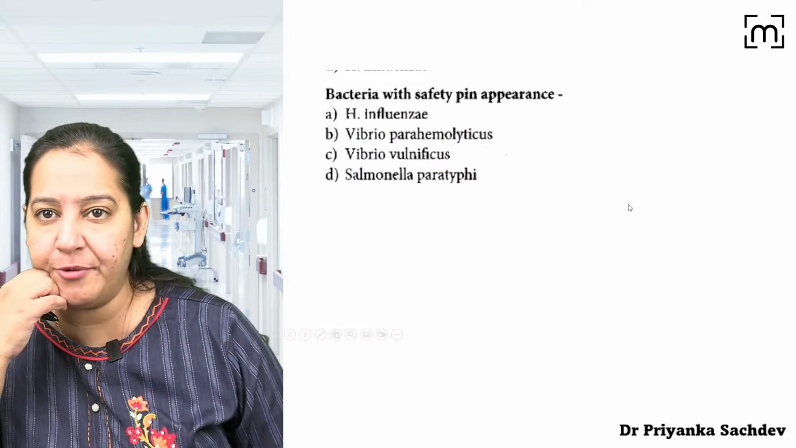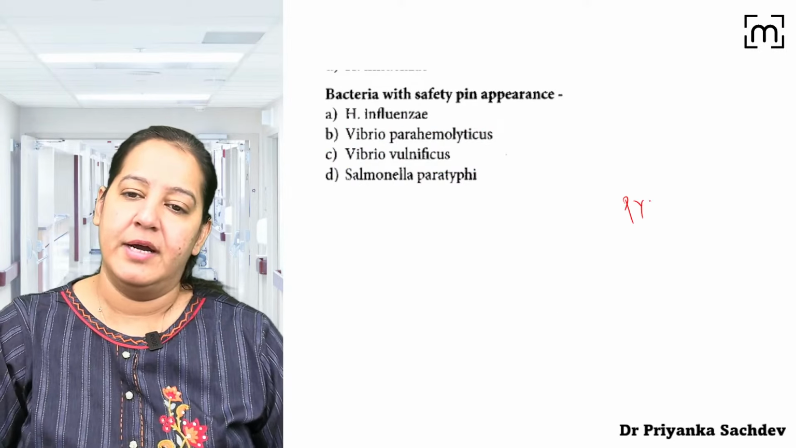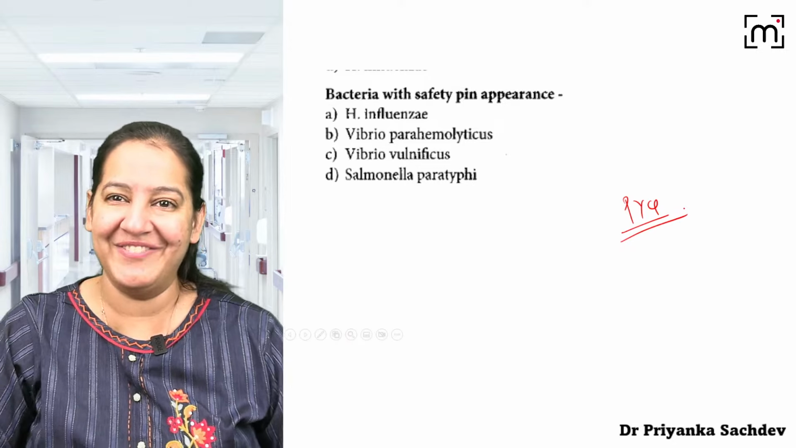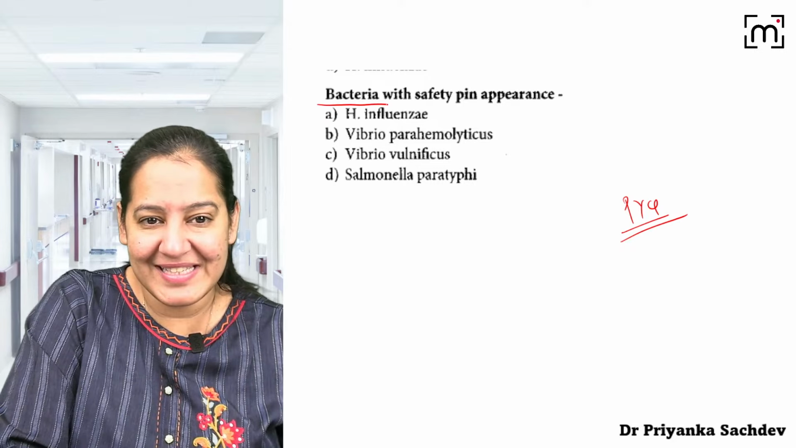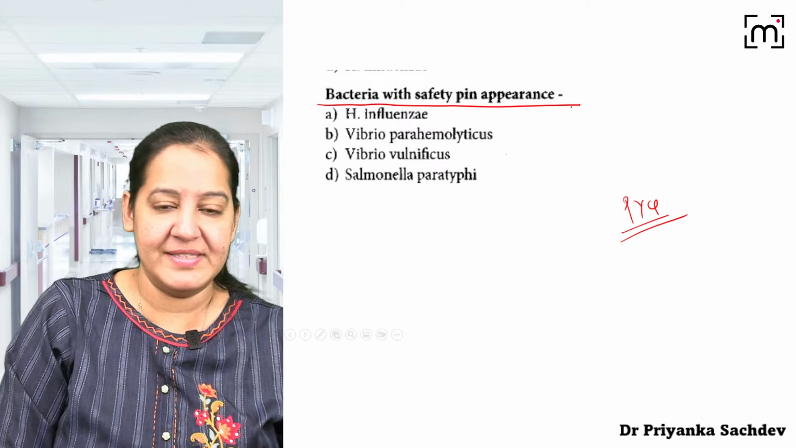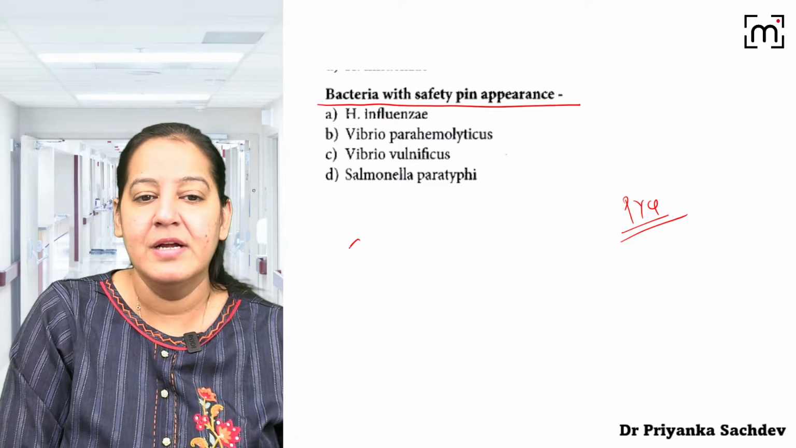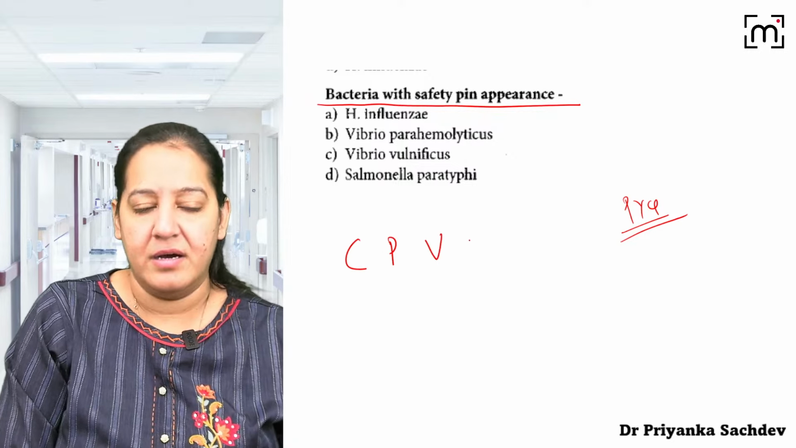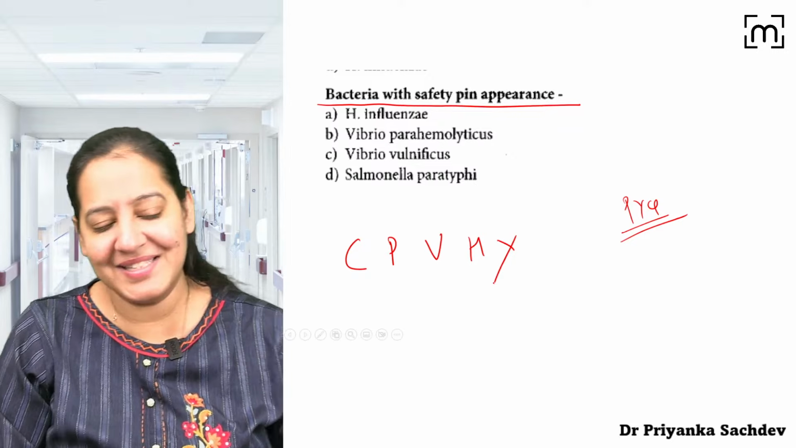Now, can you solve this question for me? It's one of your PYQs. Can you help me in solving, please? The bacteria with safety pin appearance. Apply the mnemonic now. Can produce very high yield. It's as simple as that.